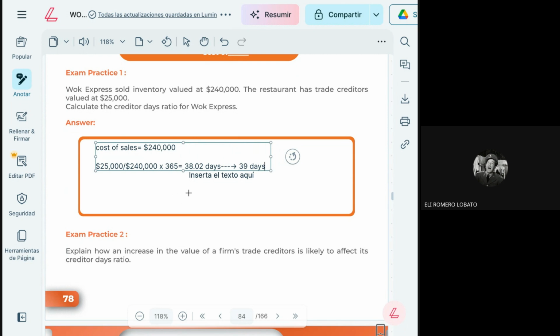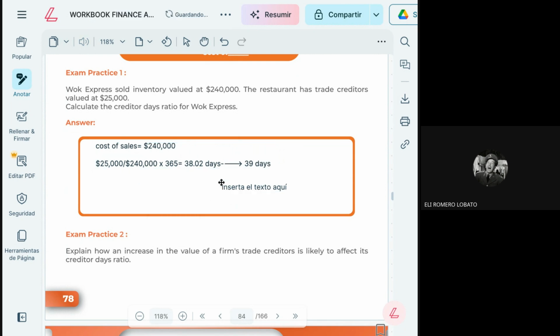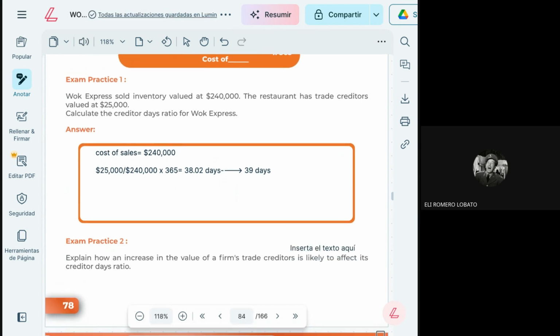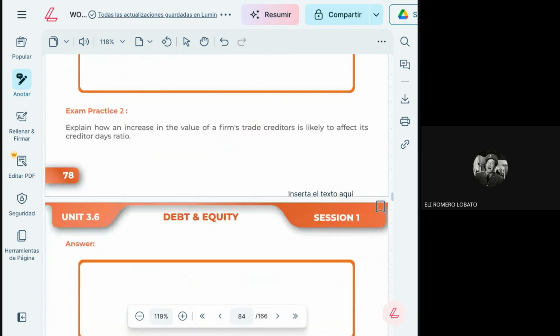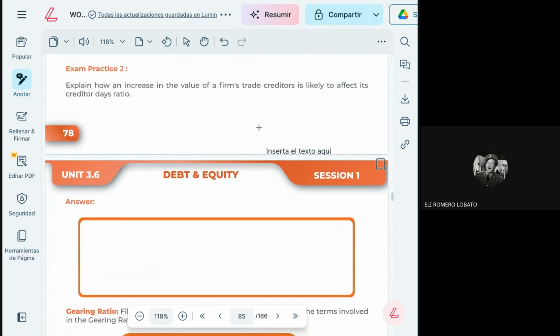So in this case, we have 39 days to pay our credit, our loan capital. That's how this works. And then we have: an increase in the value of a firm's trade creditors is likely to affect what? What should be the answer? There are going to be many of them.